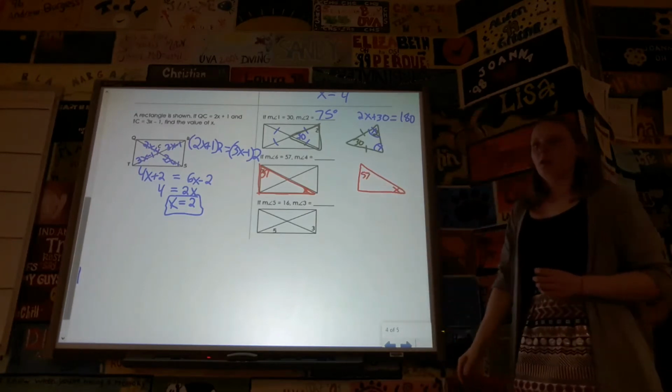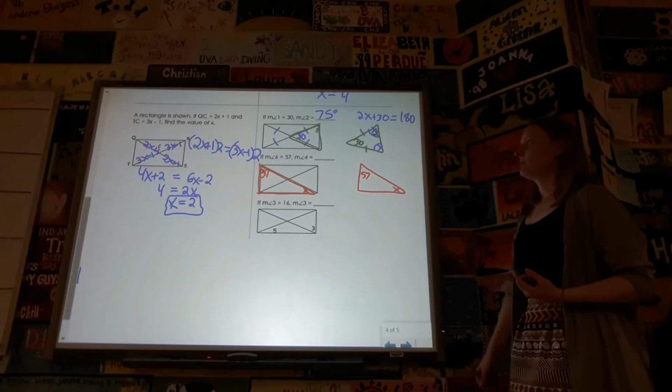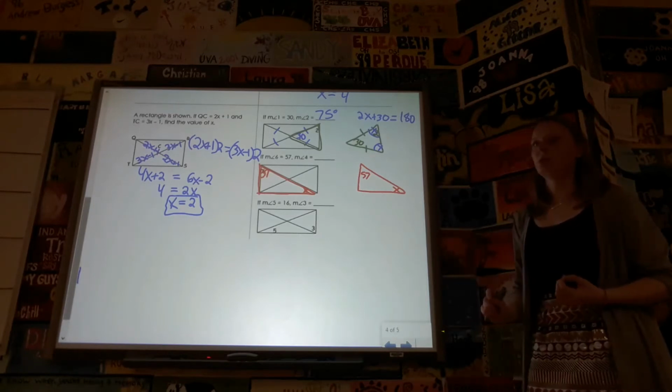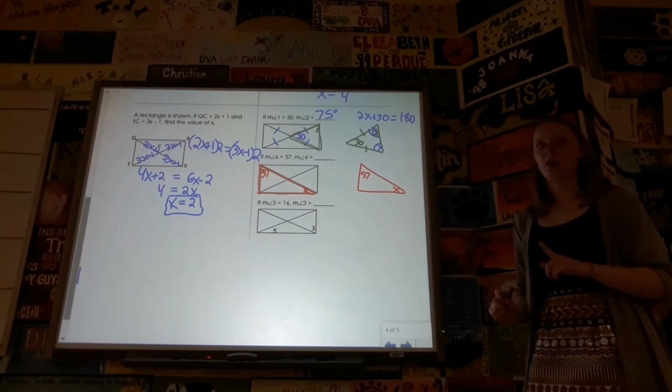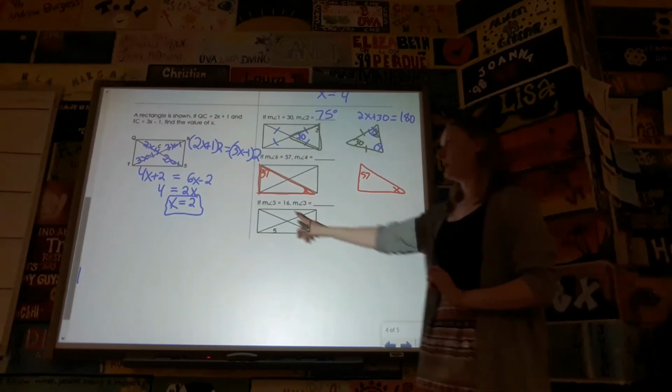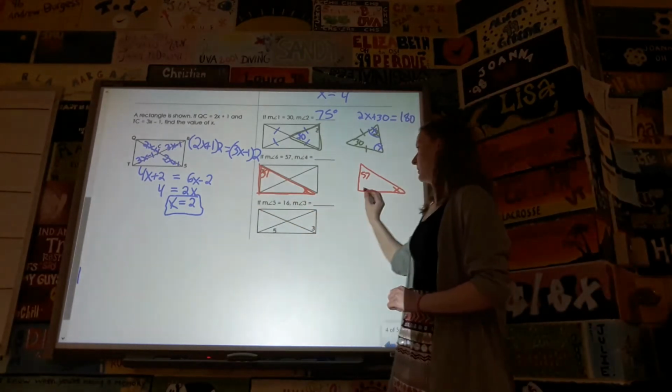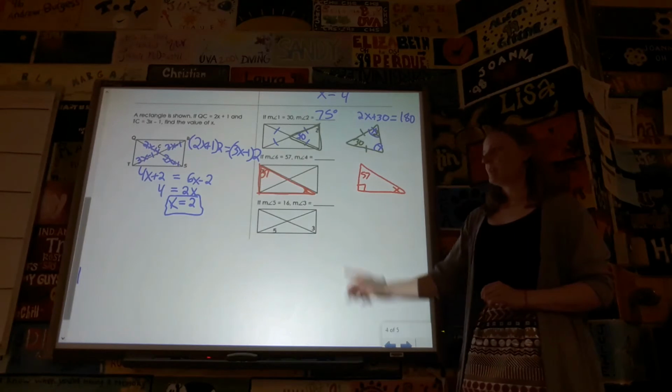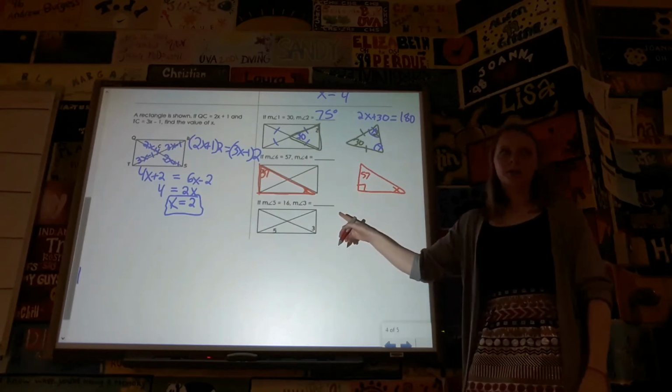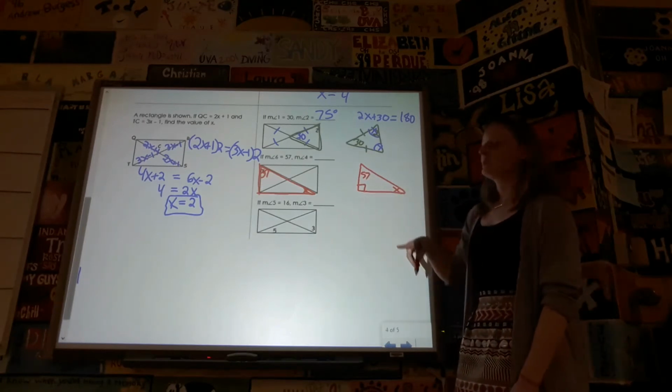Use the triangle sum theorem. I can only use the triangle sum theorem if I know all 3 angles, which I don't have marked yet, but I can. What do I know about this one? It's a right angle. Because it's a rectangle, right? So once I have that here with the 90, then I can use the triangle sum theorem. This plus this plus this equals 180.